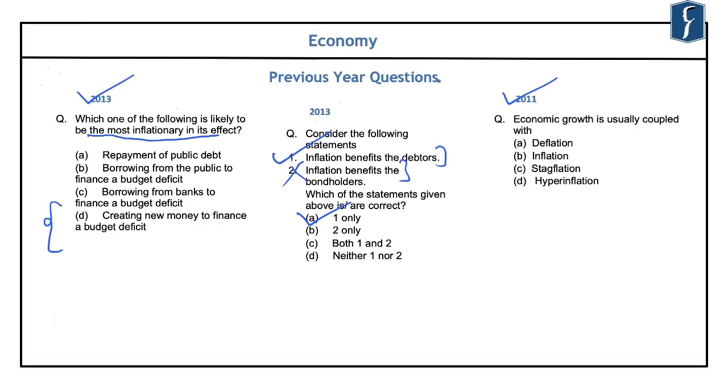And if you look at the question that was asked in 2011, it reads, economic growth is usually coupled with. Now, normally economic growth is coupled with inflation. However, when this economic growth is very high, then it leads to hyperinflation at times. However, when the economic growth is very low, it can also lead to deflation. But normally, economic growth is coupled with inflation. So the most appropriate answer here would be inflation.